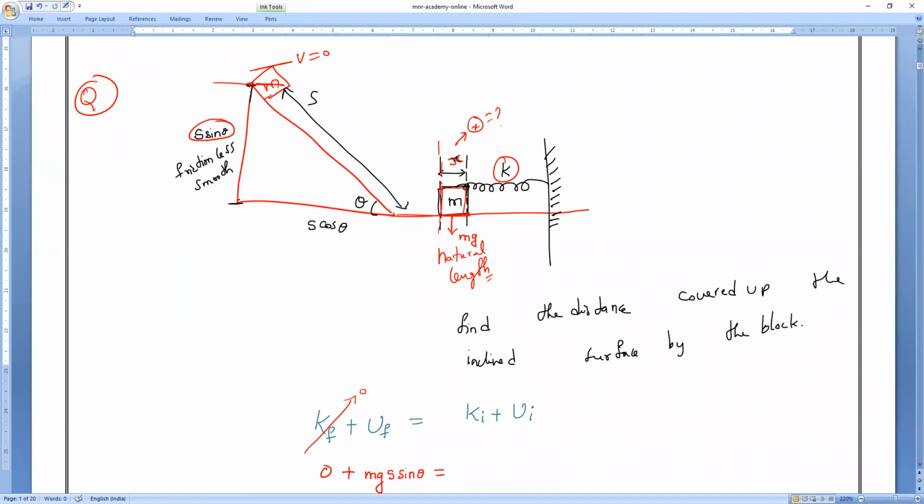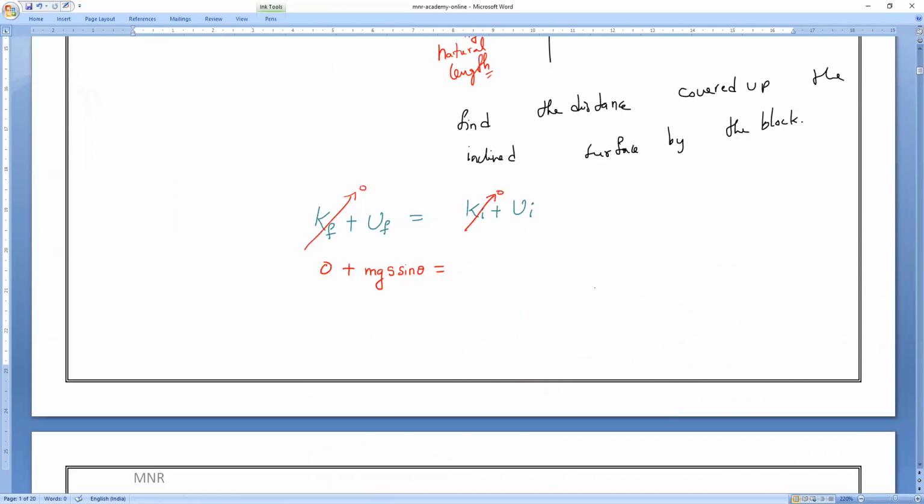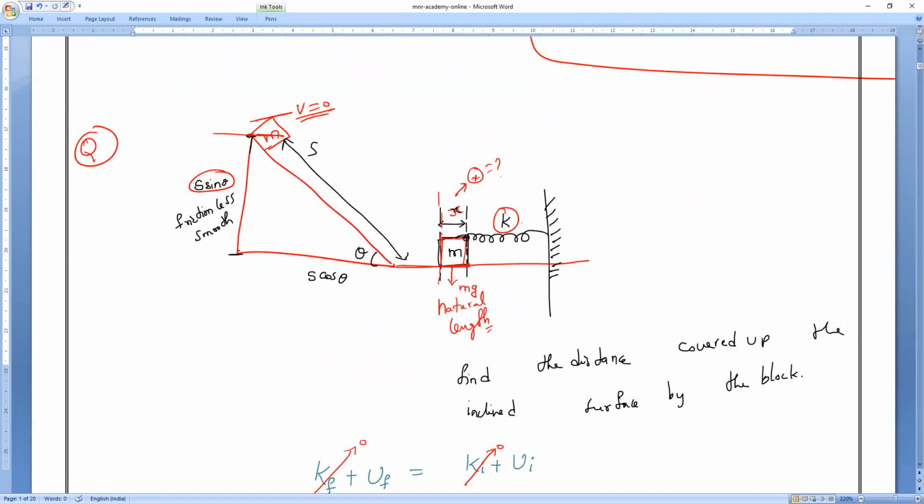Now the next one. What is the initial kinetic energy? The body is at rest initially, so the initial kinetic energy is also 0, plus. Can you tell me what is the initial potential energy? The body is somewhere here. But the spring has potential energy. What is the potential energy of the spring?